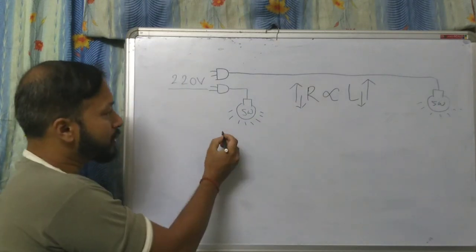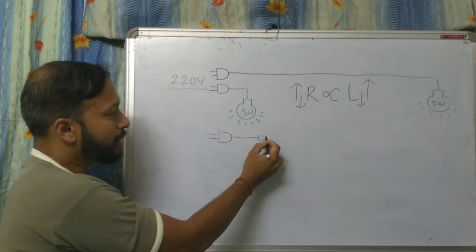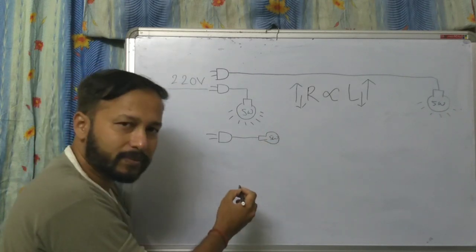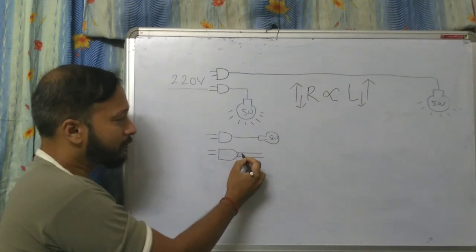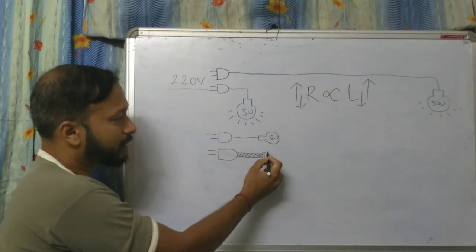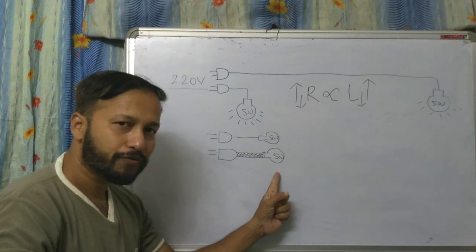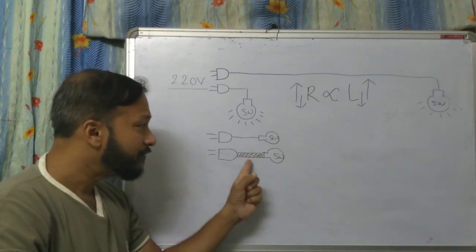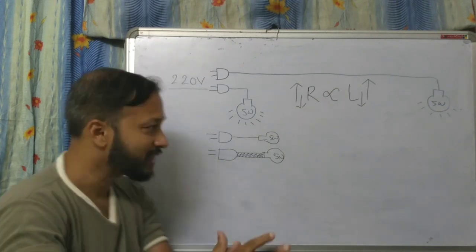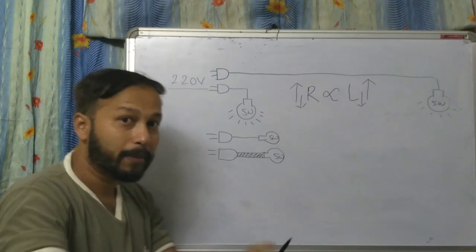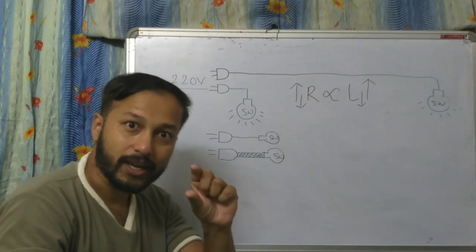Now, one more question. Say, this is the plug point, and here is a bulb, the same 5 watt. Here is the plug, and I'm using another wire. This is also a 5 watt bulb. Now, what is the difference between these two wires? Both the wires are of the same length. Yes, lengths are the same. But see, the first wire is thin and the second wire is thick.